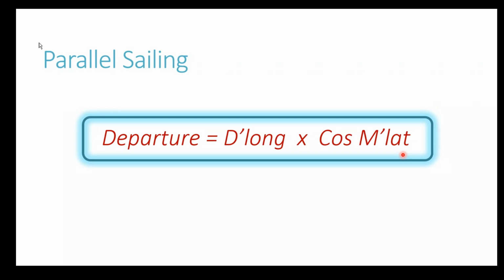As I told you, the course is already known as you know the direction in which you are proceeding. The direction can be immediately judged from your starting position and the destination. Looking at the two longitudes, you will be easily able to find out whether you are moving in the easterly direction or westerly direction. And the distance is found as departure using this formula. So this is the only parallel sailing formula.